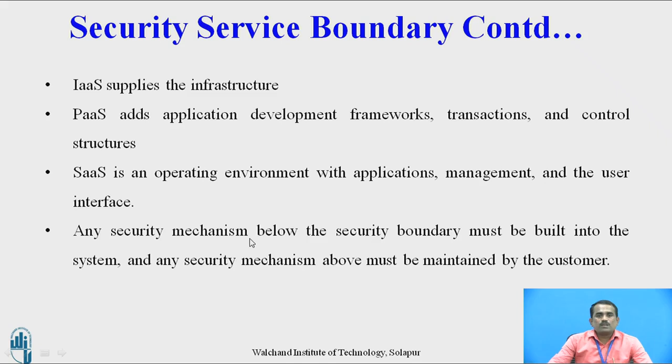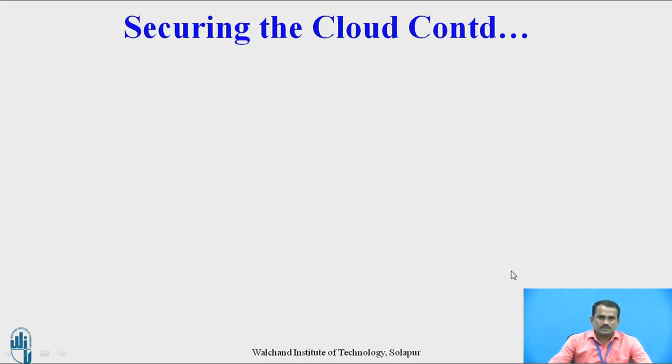Any security mechanisms below the security boundary must be built into the system, and any security mechanism above must be maintained by the customer. So IaaS is the below part, second is PaaS, and then next is SaaS. The below part will be maintained by the system, however as we go to the above part, each and everything will be maintained by the customer.